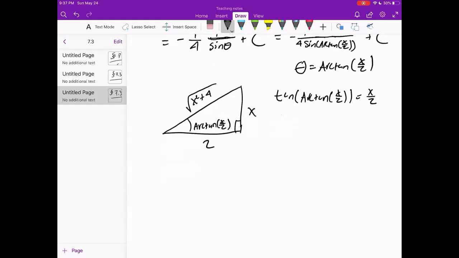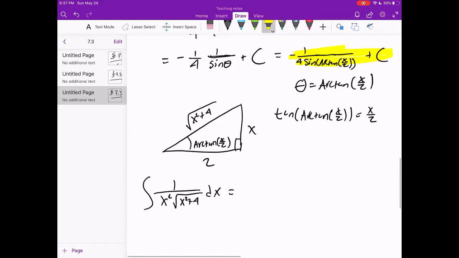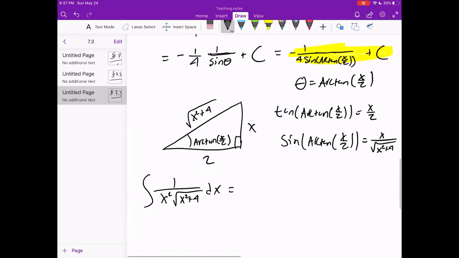So my answer, the answer to this integral, the integral of 1 over x squared square root of x squared plus 4 dx, I need to change this back. I need to figure out what the sine of the arctan is. So if I have this triangle with the arctan, the sine of this angle, sine of arctan x over 2, is opposite over the hypotenuse. Then I just plug that in.